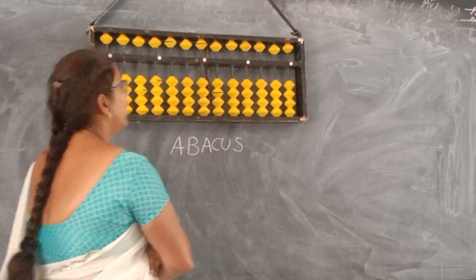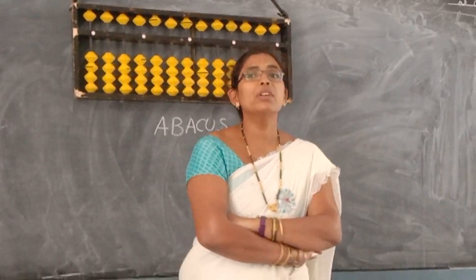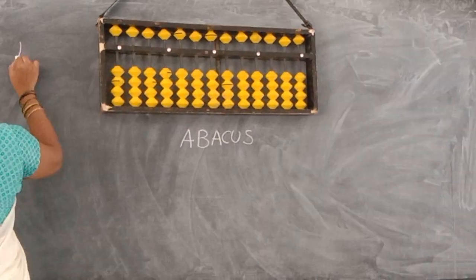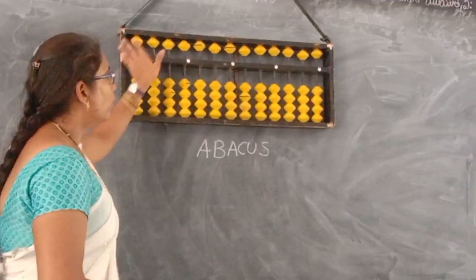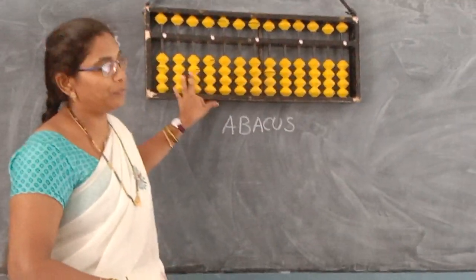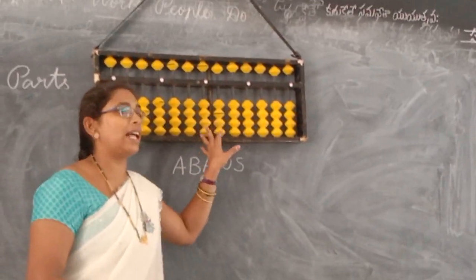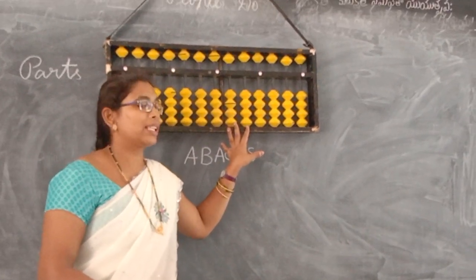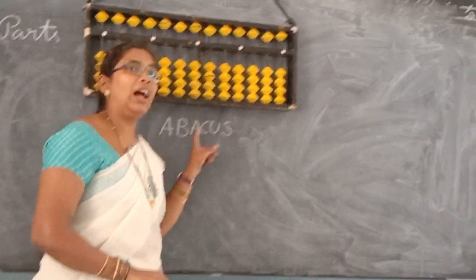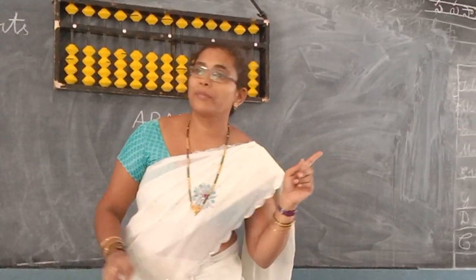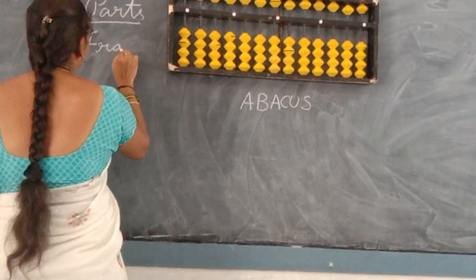First, let us discuss the parts of abacus. First, what is this? Frame. Some members call abacus a tool, abacus box, abacus kit, etc. This is called the abacus frame, or counting frame. So the first part is the frame.